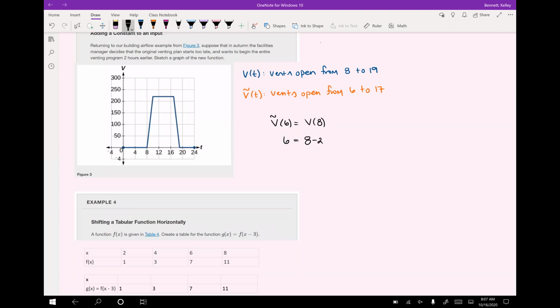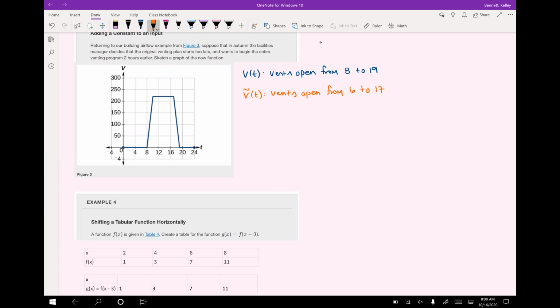So here we want to look at what it means to start earlier. So if we want to start 2 hours earlier, the blue graph, again, V of t, starts opening its vents at 8, which is 8 a.m., up until 19 when it finishes closing them, so 7 p.m. We want V tilde, the orange graph, to be open from 6 to 17. So that's 2 hours earlier. So that's going to be a left shift. So everything's going to go left by 2.